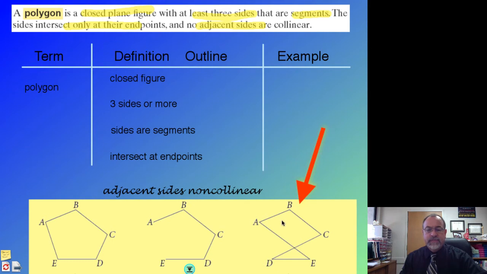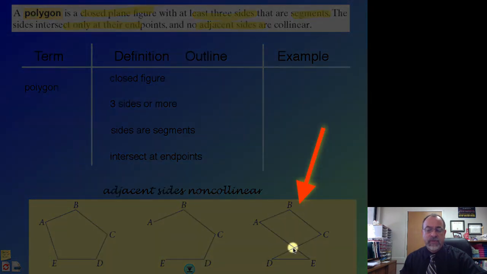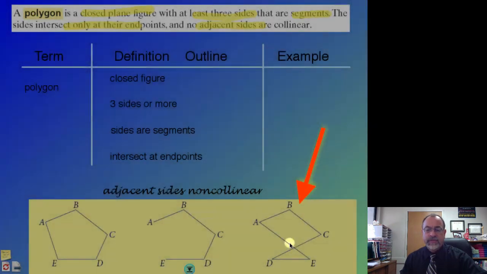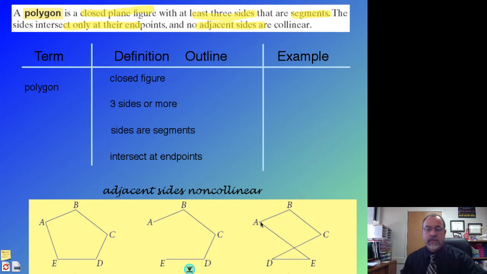Here, what about this? Is this a polygon? Again, let's go through our list. Is it a closed figure? Yes. Are there more than 3 sides? Yes. Are the sides all segments? Yes. Do the sides intersect only at the endpoints? Well, no, because this side here intersects with this side here, and that's not an endpoint of either segment. Therefore this is not considered a polygon, because it does not meet the requirement that sides intersect only at their endpoints. So again, keep these 5 things in mind, make them a little checklist, and check those off if you're trying to determine if the figure is a polygon or not.